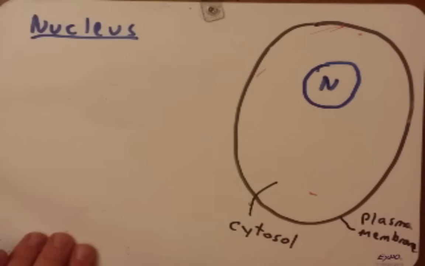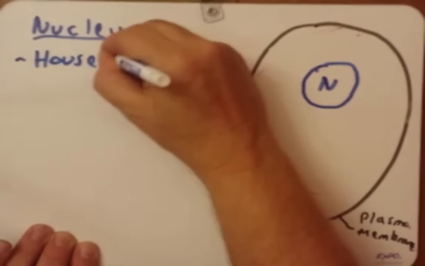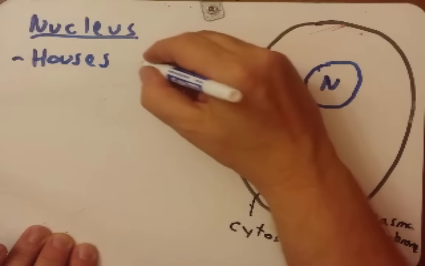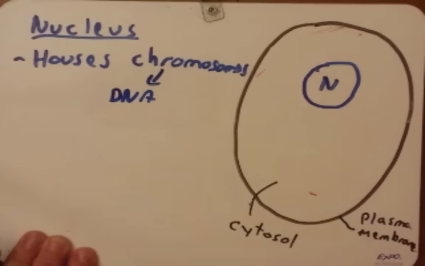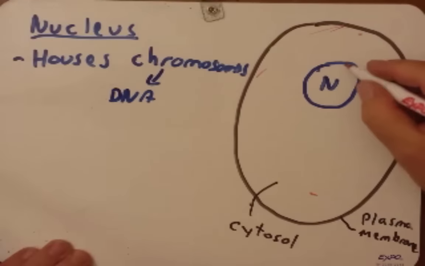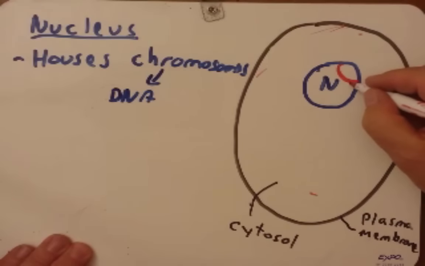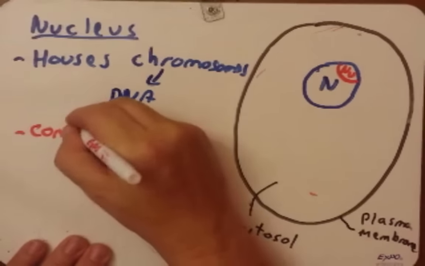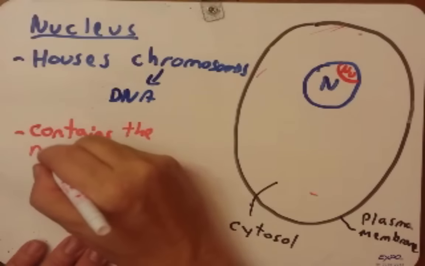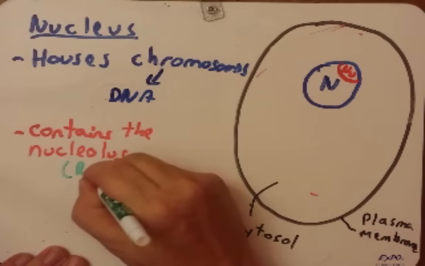What is the purpose of the nucleus? Well, its function is that it holds, you could say, chromosomes. Remember, chromosomes, this is where our DNA is, including our genes, of course. Within the nucleus, there's this special compartment which is called the nucleolus. And I'm going to put that in red here, and I'm just going to put NU. So it contains the nucleolus. And the purpose of the nucleolus is that this is where ribosomes are made.